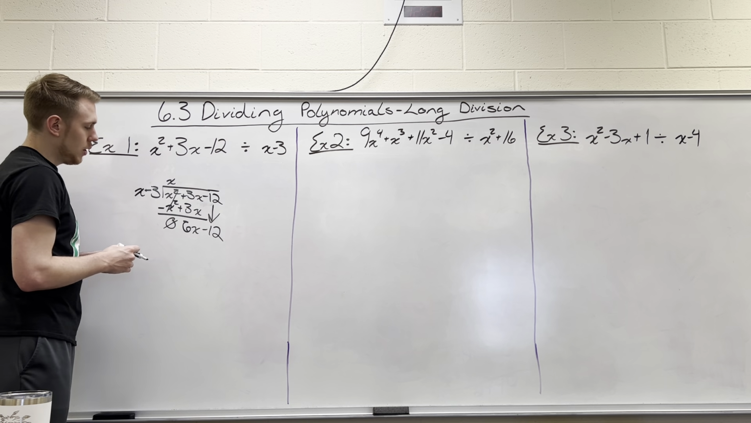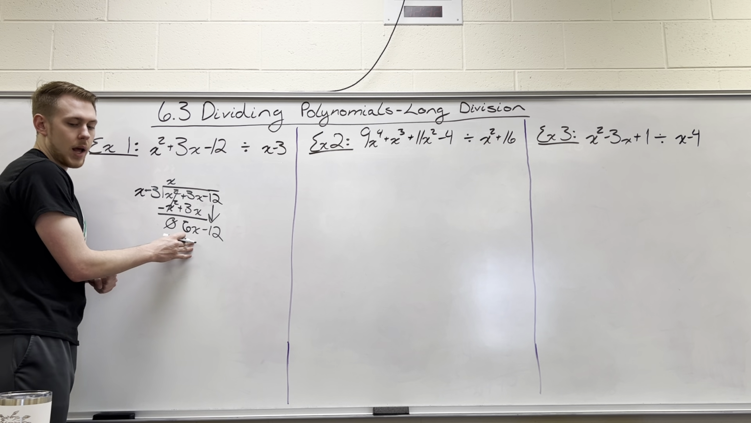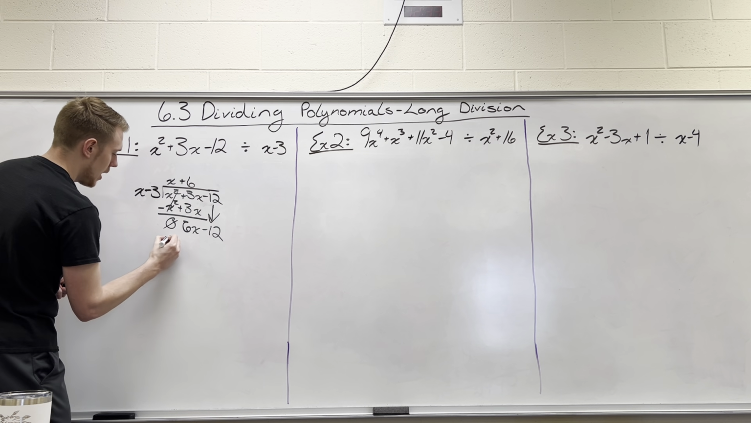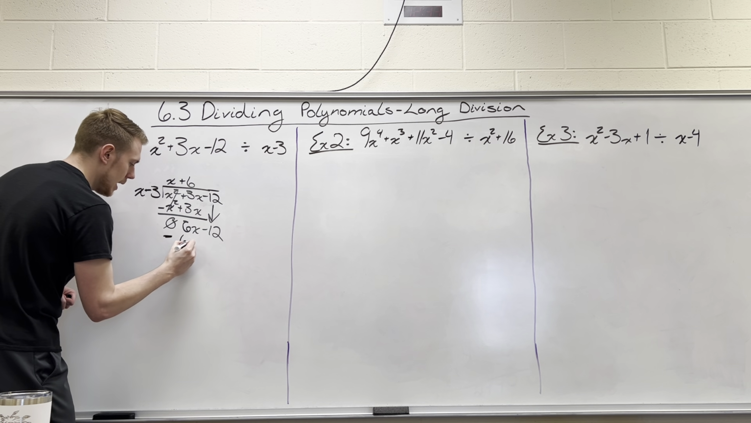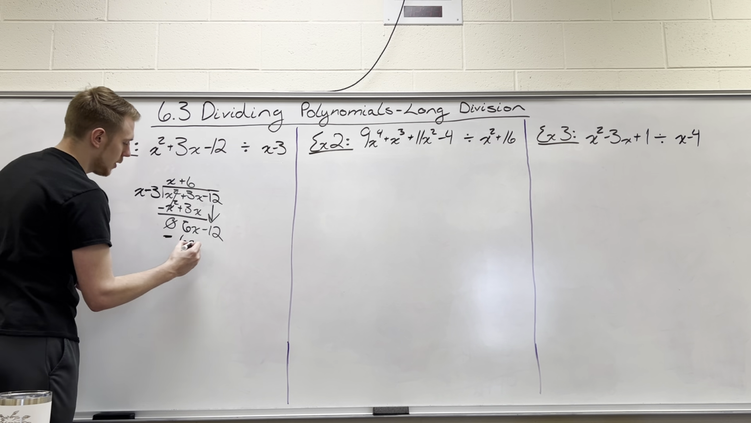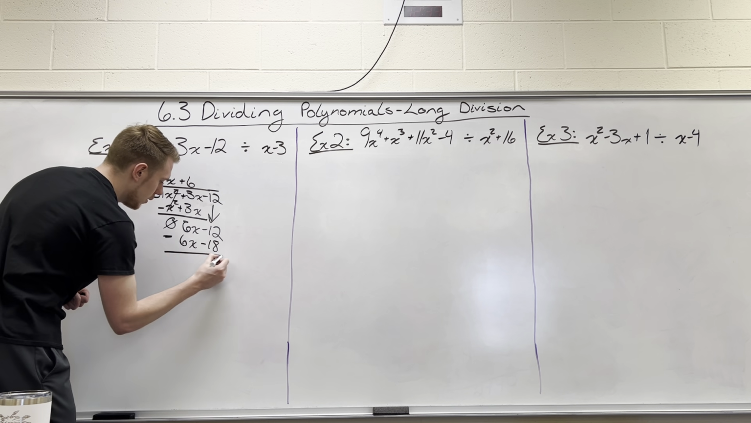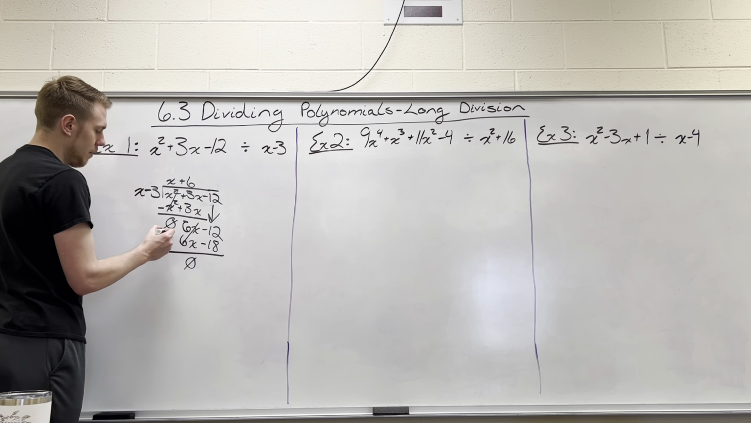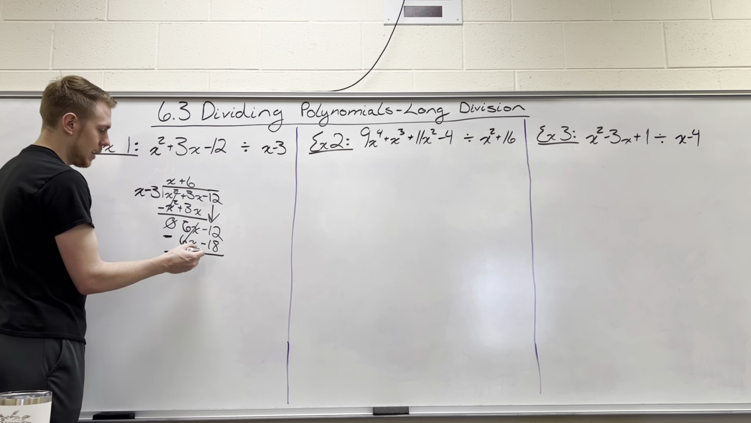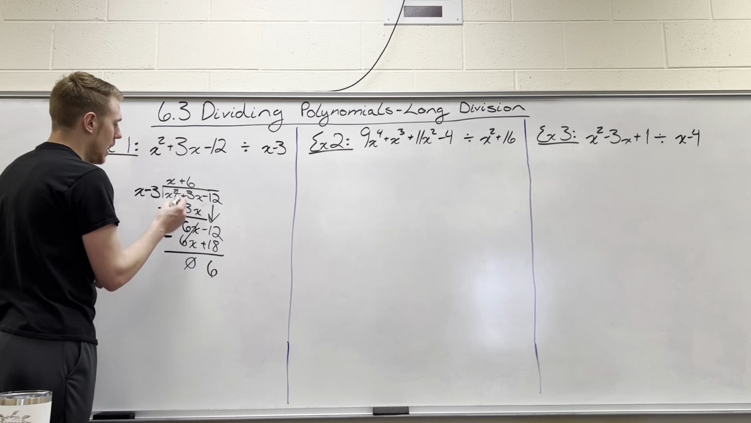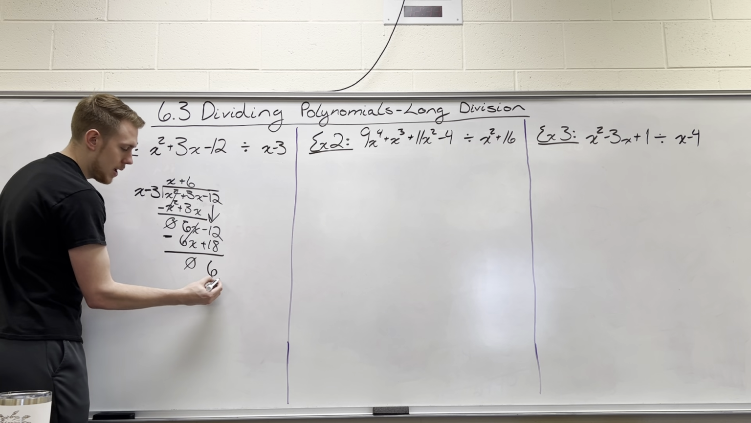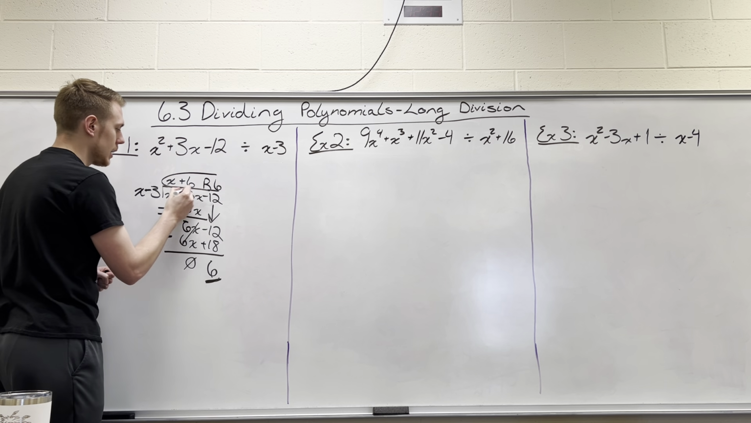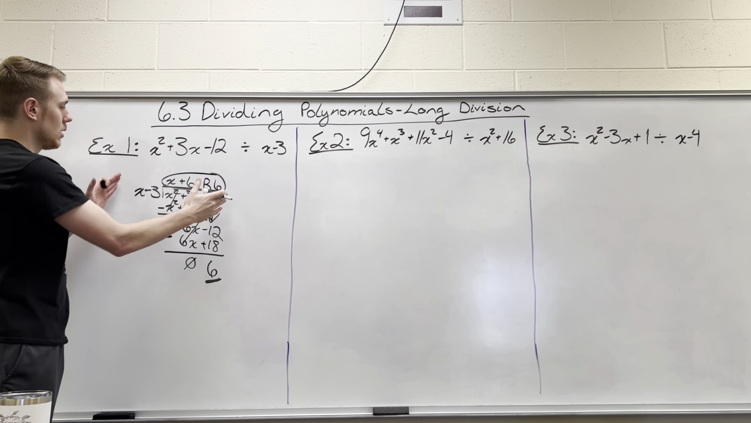Now the question is, how do I get this to equal this? I have to multiply it by 6. So positive 6, subtraction, 6 times x is going to be 6x. 6 times negative 3 is going to be negative 18. Do the math: 6x minus 6x washes out to 0. Negative 12 minus negative 18, you make it a positive, you have 6. So my answer is going to be x plus 6 with a remainder of 6. That is your solution. That is long division with polynomials.